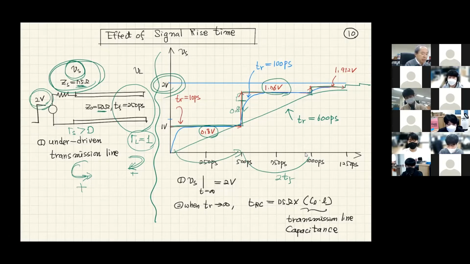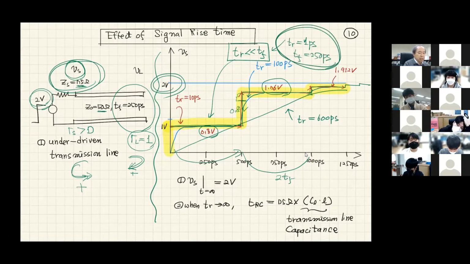Please remember that this analysis is based on the assumption that rising time is much smaller than the flight time. Of course, the assumption could be rising time is 1 picosecond, and here flight time is 250 picosecond. So this is a case where we have a really high-speed driving circuit. But let's assume a case where rising time is maybe 50 picosecond. So rather than having very steep rising time, we're gonna have a little bit slower rising time. So the actual waveform will have a little bit smooth rising time.